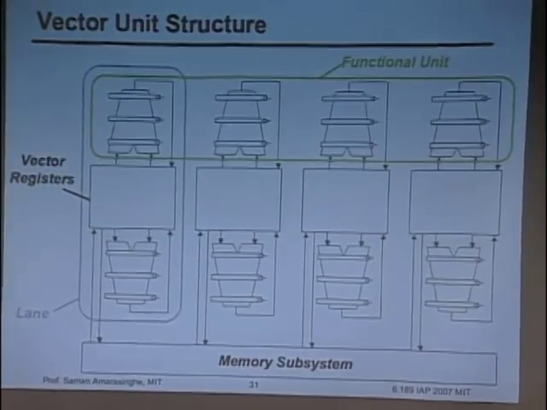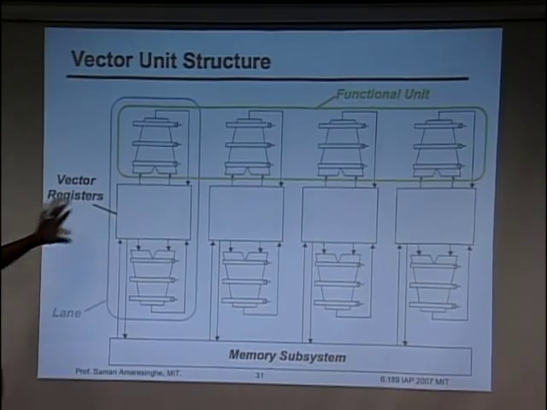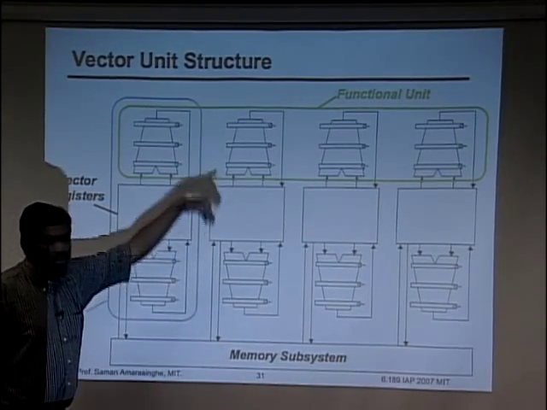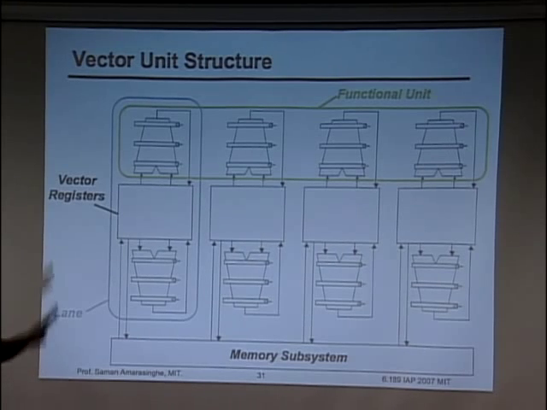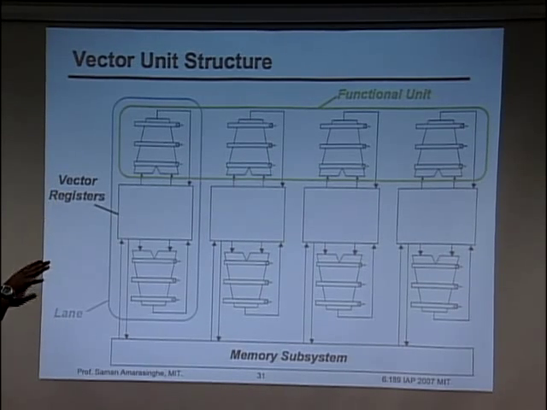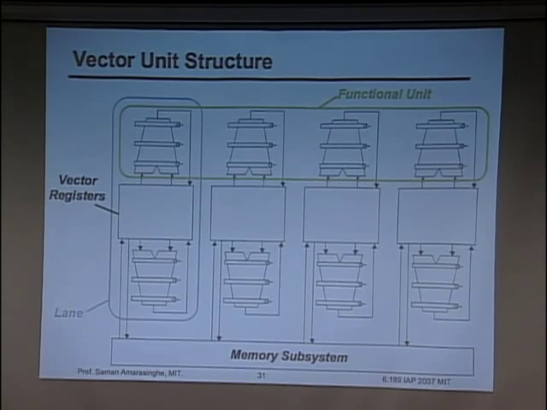So if you look at the architecture, you had some kind of vector registers feeding into these functional units. And so at a given time, in this one, you might be able to get 8 results out because everything gets pipelined. But the same thing is happening in there. So, is it clear how a vector machine works?